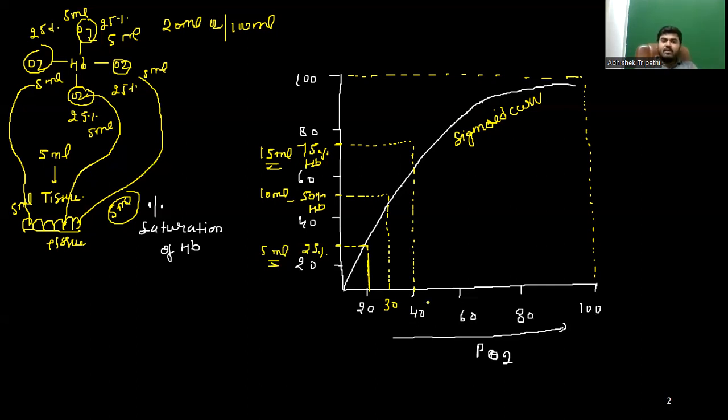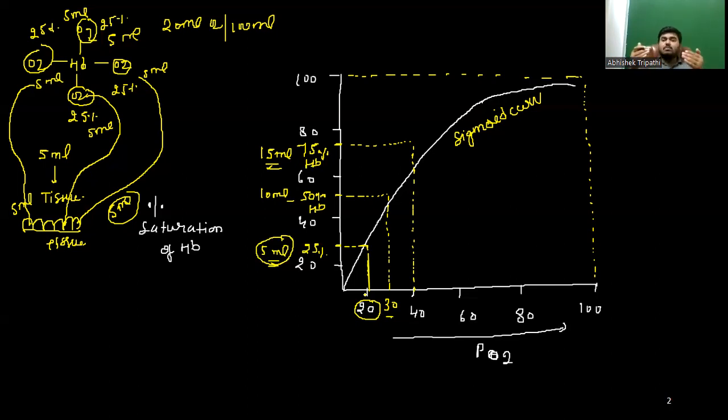Again 5 ml is delivered, in the sense 5 before and 5 again. So 10 ml is delivered and the remaining will be 10 ml, in the sense 50% saturation of hemoglobin, and the partial pressure of oxygen is 30. Then again 5 ml is delivered, so the remaining will be only 5 ml, in the sense 25%, and the partial pressure will be 20. Is that clear or not, guys? So this is actually the percentage saturation of hemoglobin. Now, listen.